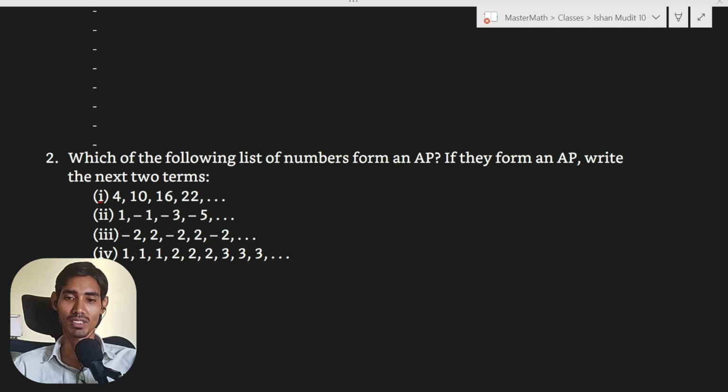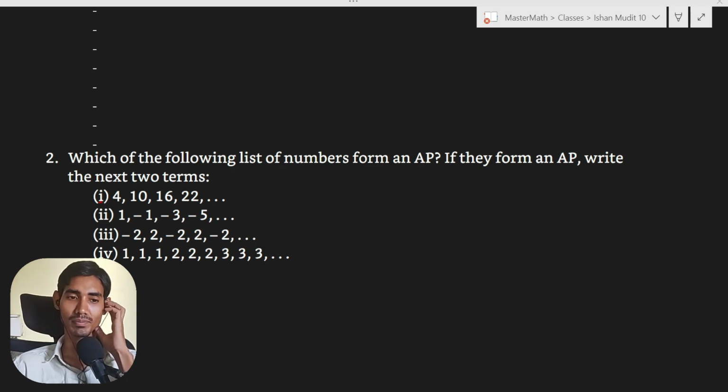Try the second one. Done, Mudit. Okay, tell us. The second one is also an AP. The common difference is minus 2. And the next number is minus 7. No, no, the next two terms. You have not read the question. Oh, minus 7 and minus 1. Yes. Ishan, is that correct?